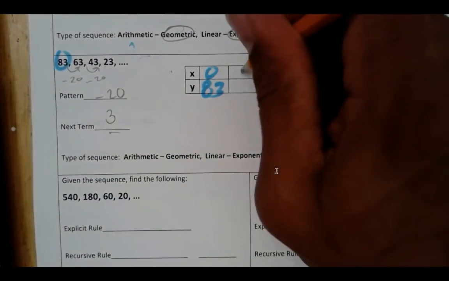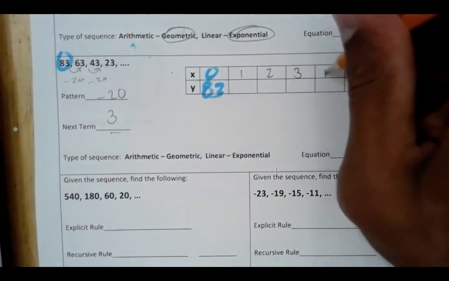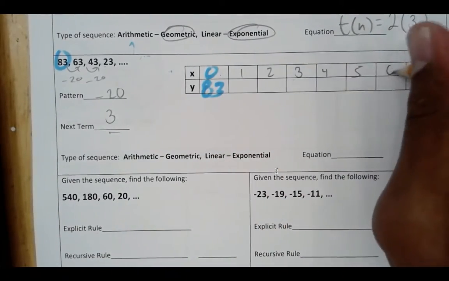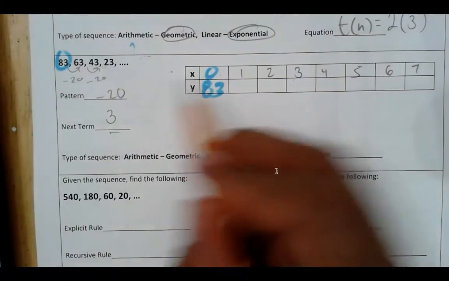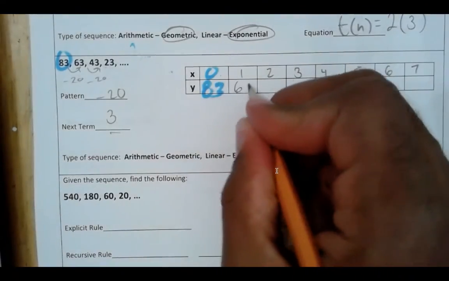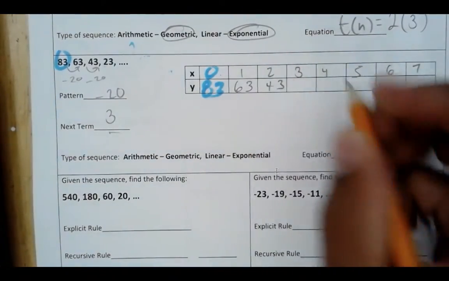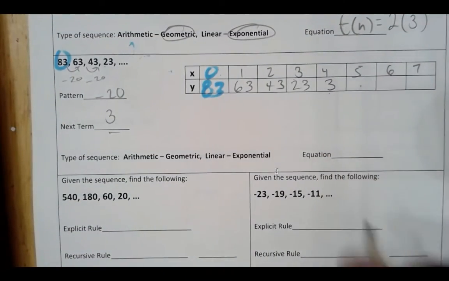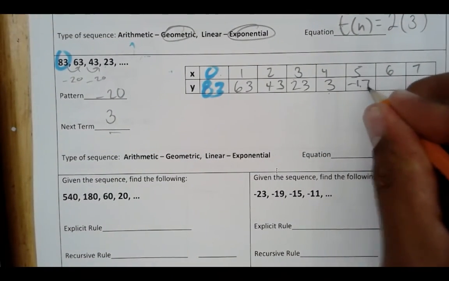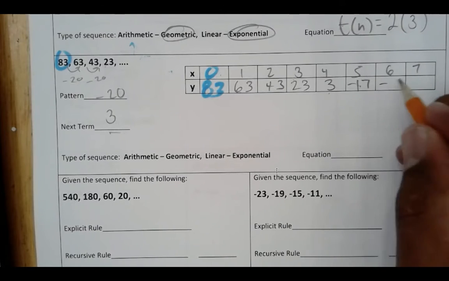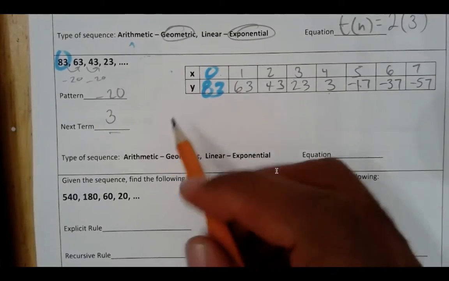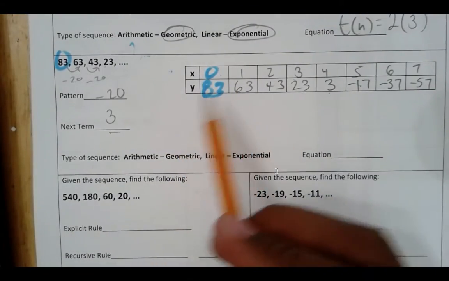Okay, so we're going to go by ones here on the top. This is pretty much always the same thing. You always go 0, 1, 2, 3, 4, and so on. Okay, and then after that, it's minus 20. So minus 20: 63, 43, 23, 3, and then 3 minus 20 is negative 17, minus 20 again is negative 37, and then negative 57. Okay. All right, so now this time we're just subtracting.